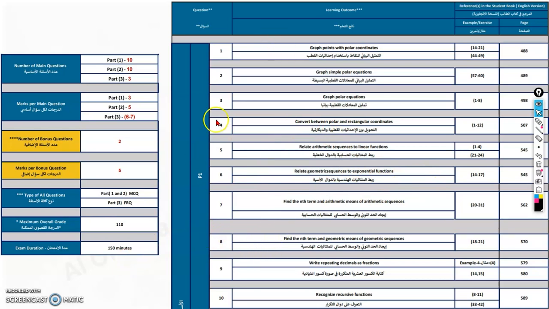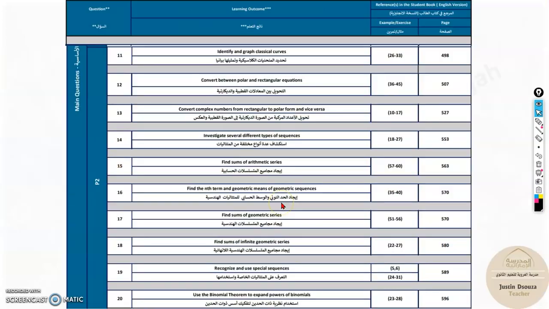We will quickly go through the exam scheme and then we will start with the explanation videos. As you might already have seen this exam scheme, there are three parts, part 1, part 2 and part 3. With part 1, 10 questions are there, each carry 3 marks. Part 2 carries 5 marks each and there are 10 questions again. They are supposed to be a bit more complicated than part 1.